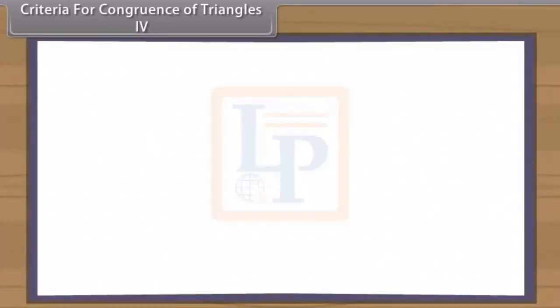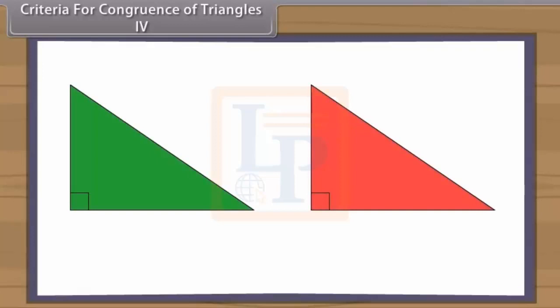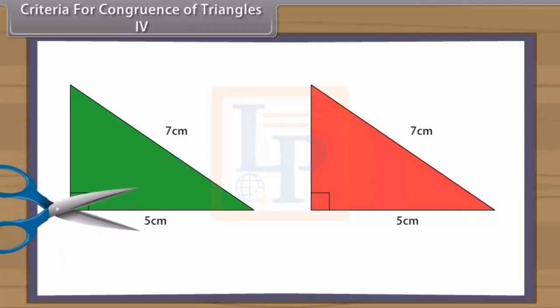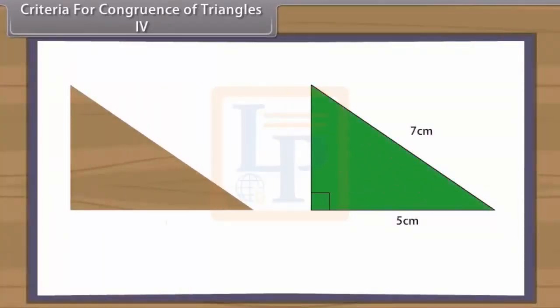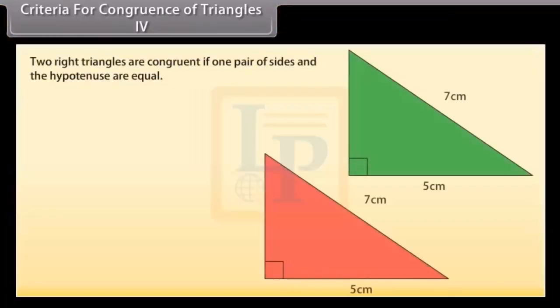Criteria for congruence of triangles 4. Now construct 2 right-angled triangles with hypotenuse equal to 7 cm and one side equal to 5 centimeters each. Cut them out and place one triangle over the other with equal sides placed on each other. We will observe that the two triangles cover each other completely and so they are congruent. Or we can say that two right triangles are congruent if one pair of sides and the hypotenuse are equal.